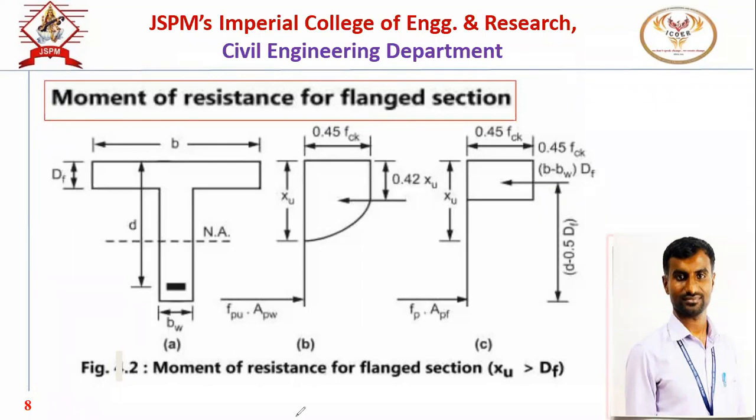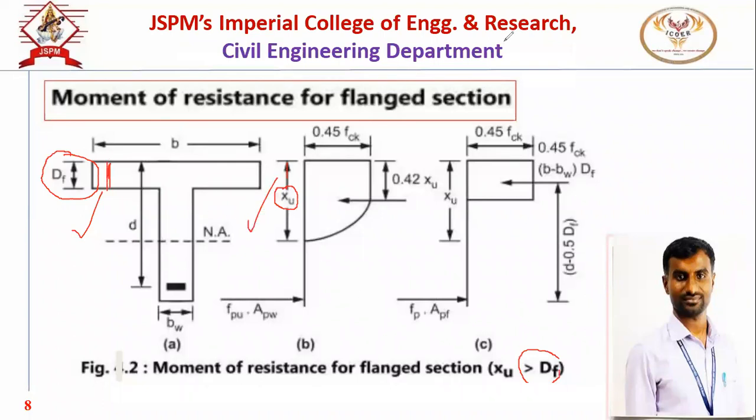Now, if the section is, say, a T section, then how to find the moment of resistance? Now, XU is nothing but the depth of neutral axis. If this depth of neutral axis is greater than DF, the depth of the flange, or we can say the thickness of this flange, in that case, how to get the moment of resistance? Generally for the flange section, meaning T section and I section, the depth of neutral axis is greater than the thickness of the flange. So this is the case.